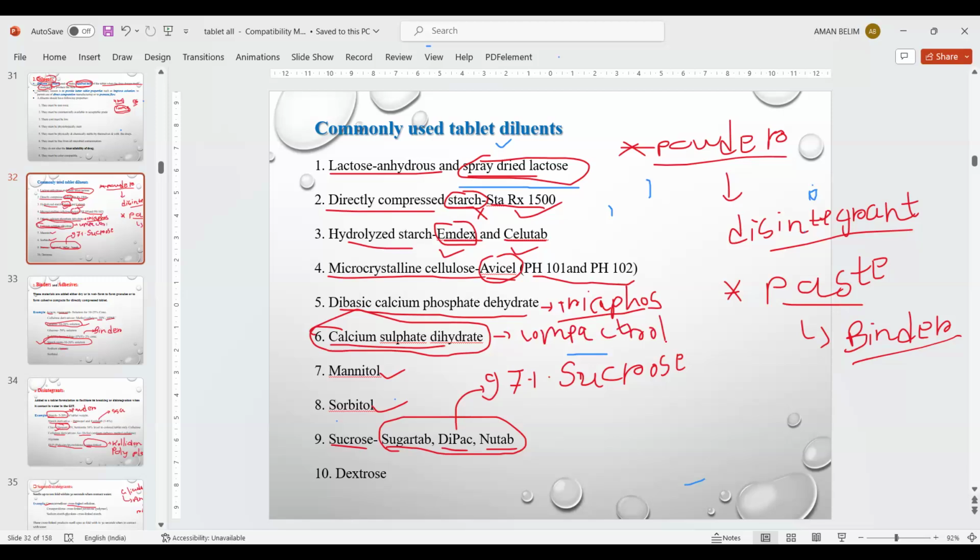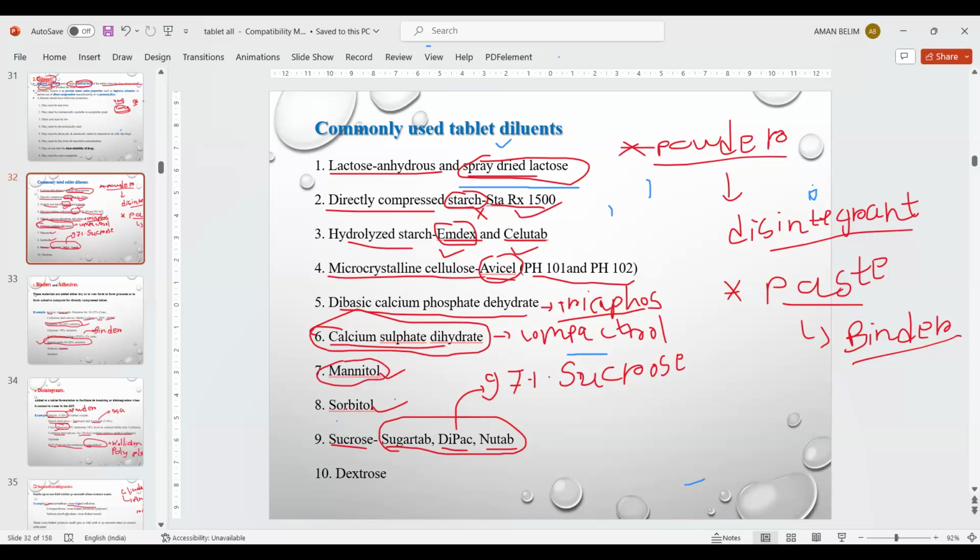That's why I'm telling you guys, read reference books also. Good reference books for industrial pharmacy: you can go with Remington, Lachman, and also one more book, which is Ansel, right? These three books are very good for all of the important chapters of industrial pharmacy: tablet, aerosol, parenteral, capsule. Okay. Then mannitol.